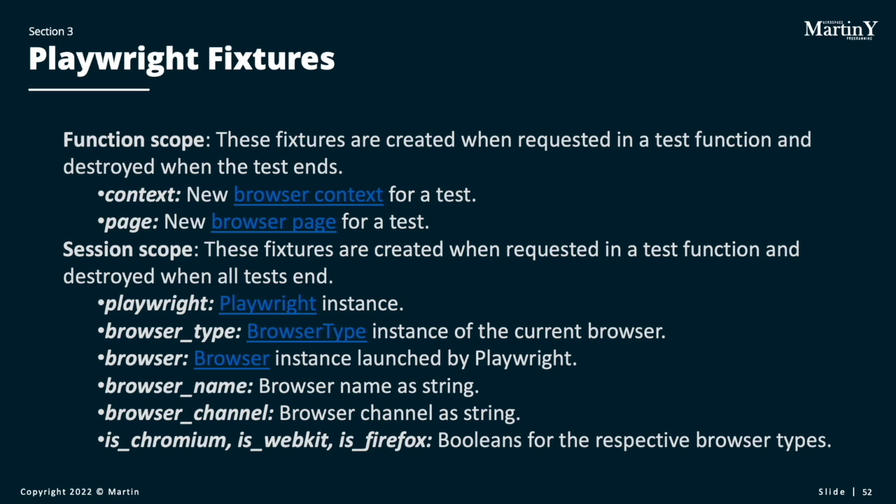You have 2 types of fixtures that you can see: they're in the function scope and they're in the session scope. Function scope means that every test function could have a different browser context and browser page. However, all the test cases would have the same Playwright instance, browser type, browser name, and so on. So the session scope applies to all tests, while function scope applies only to the specific tests within the test function. This means that you can have different pages opened for each different test case, right? And this is quite useful.